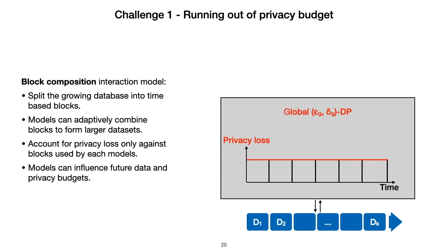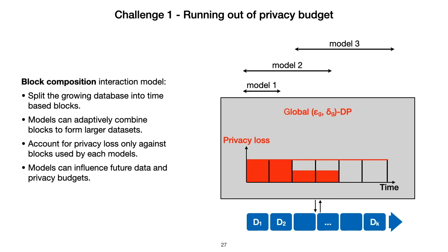First, we split that database into blocks of data with a fixed time length. Second, we run models on combined blocks to form larger data sets. And that's very important because different machine learning models have different data requirements. So here, model 1 runs on the first 2 blocks, while model 2 uses the first 4, because maybe it's a larger model that needs more data. And third, we account for privacy loss only on the blocks each model used. So here, model 1 consumed some privacy loss for the first 2 blocks, while model 2 consumes some budget of the first 4.